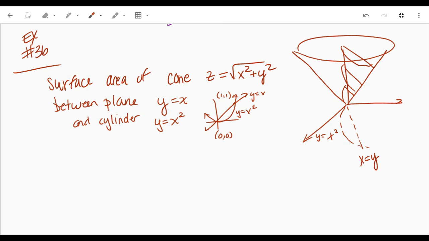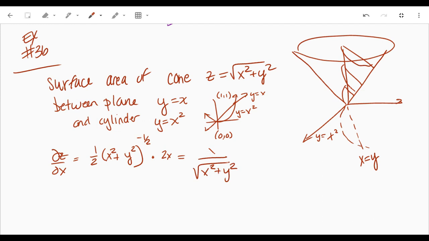But anyways, we can go ahead and go through our process, right? dz dx would be 1/2 times x squared plus y squared to the negative 1/2 times 2x. So the 2's cancel out, and we'll have x over the square root of x squared plus y squared. Okay, and we're going to get a similar result for dz dy, because x and y are treated the same in this equation. So dz dy would be y over the square root of x squared plus y squared. Okay, and then our region D here, x is between 0 and 1, and y is between x squared and x.